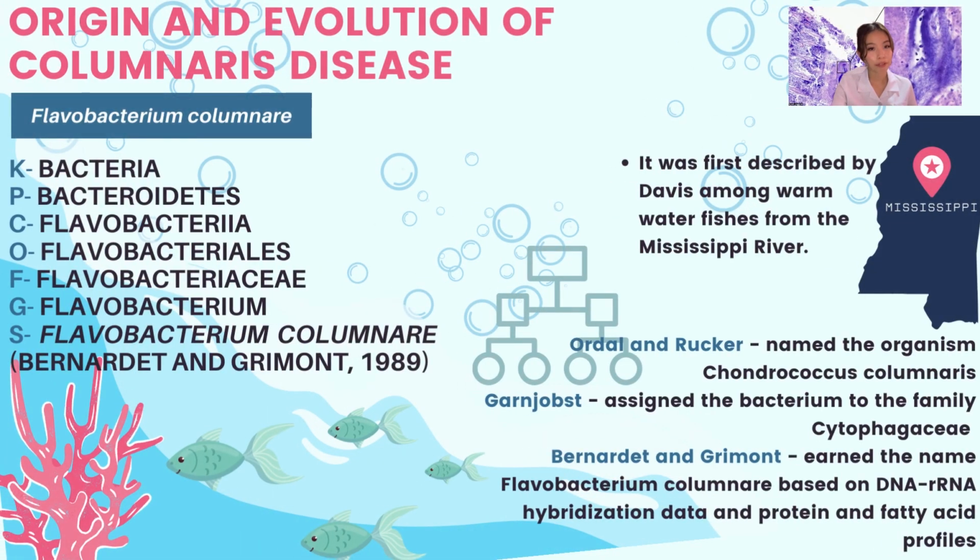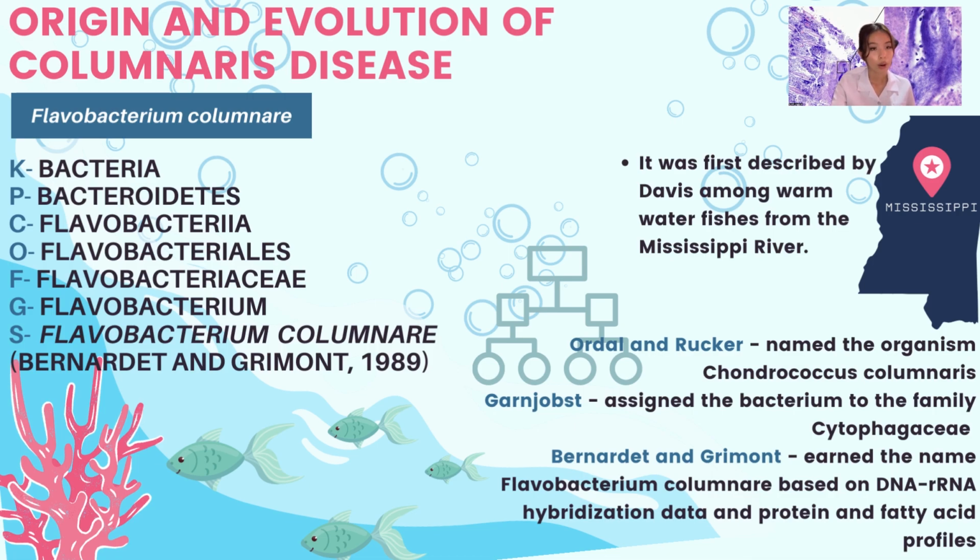Flavobacterium columnare, or F. columnare, the causative agent of columnaris disease, belongs to the family Flavobacteriaceae. Columnaris disease was first described by Davis among warm water fishes from the Mississippi River. Although unsuccessful in cultivating the etiological agent, Davis described the disease and reported large numbers of slender motile bacteria present in the lesions.